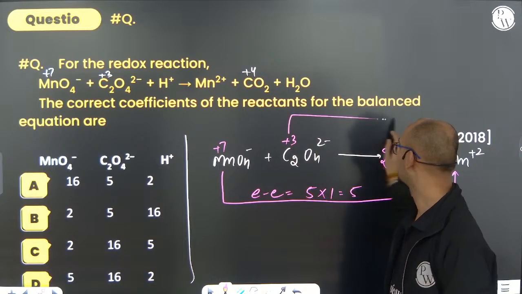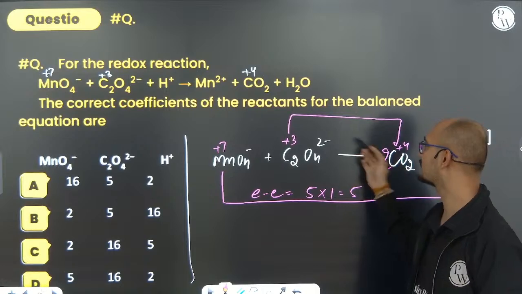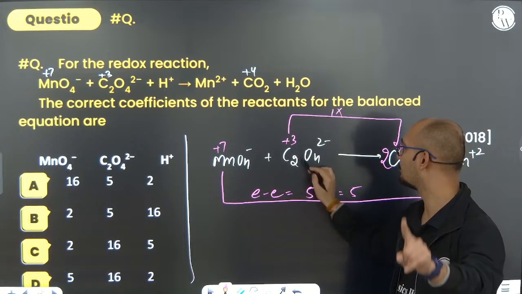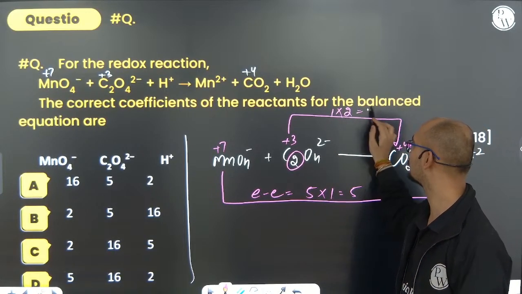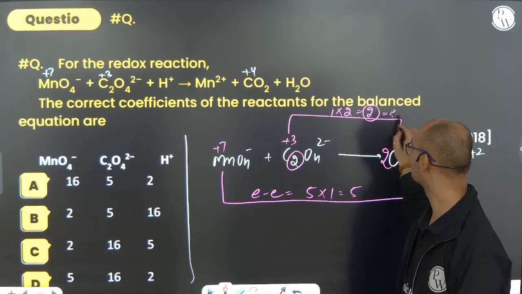Here talk about carbon. Carbon goes from plus 3 to plus 4, which means the change is 1. And how many carbons are there? 2. So 1 times 2 is 2. Always remember that. So that is the electron exchange in carbon.